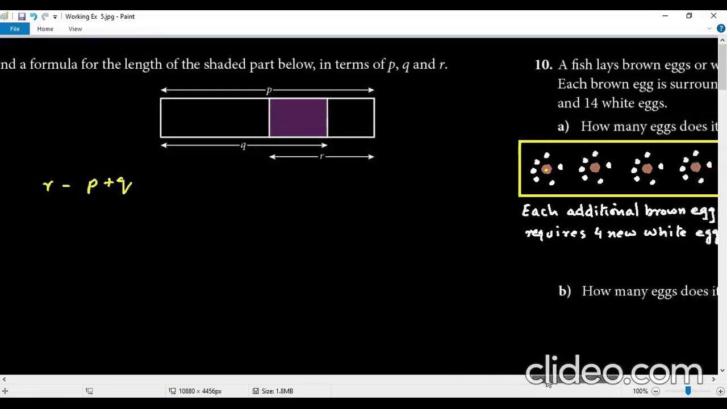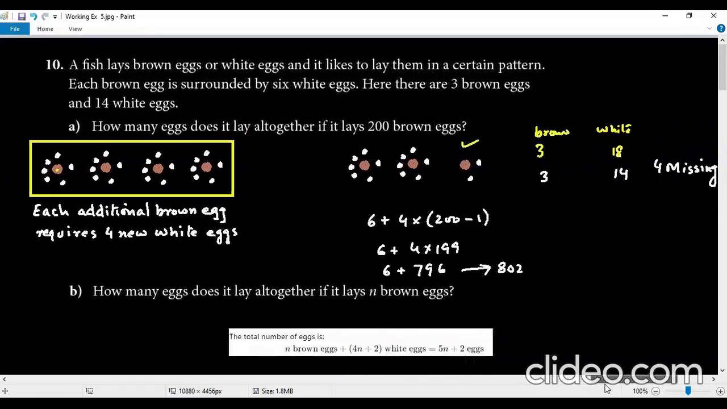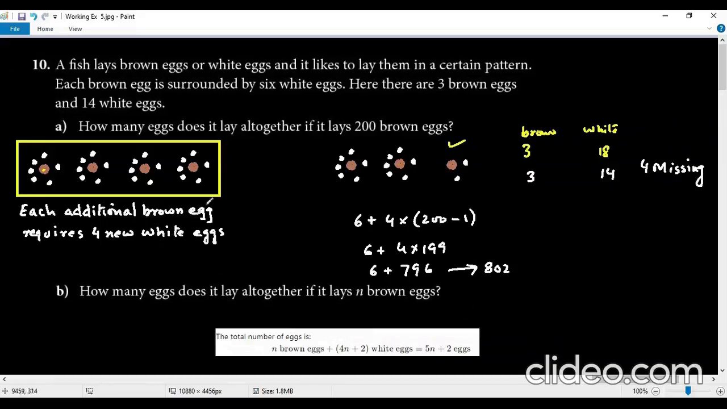Now question number 10 is pretty tricky for you to understand. It says a fish lays brown eggs or white eggs, and it likes to lay them in a certain pattern. Each brown egg is surrounded by 6 white eggs. Here there are 3 brown eggs and 14 white eggs. How many eggs does it lay altogether if it lays 200 brown eggs? Now, to understand this situation, this fish lays one brown and one, two, three, four, five, 6 white eggs. So this pattern follows like this. This is the pattern in which the eggs are laid.